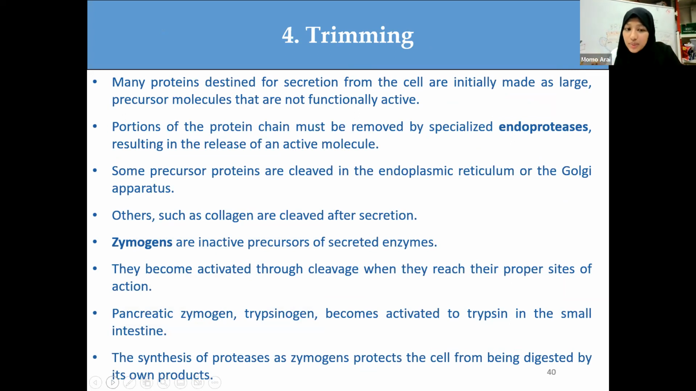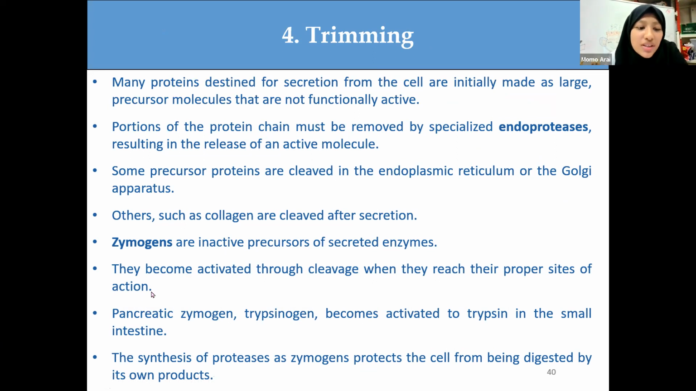The fourth thing that can happen to a protein after it gets translated, after it's been made, is trimming. There are some cases when proteins get made and they're not in an active form. They're inactive, and they're called zymogens.